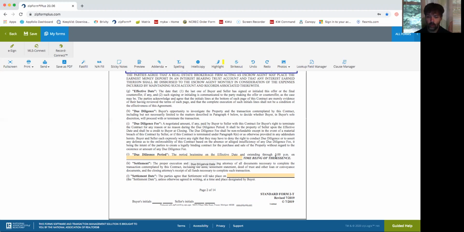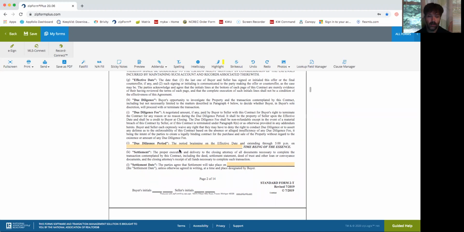Now notice the bold capital "time is of the essence." That means that at 5 o'clock on this date, that due diligence period ends, period. There is no negotiation, there is no extension, there's nothing else. It ends there. Buyer and seller can agree to extend it, but there is no requisite. So that is a very important date.